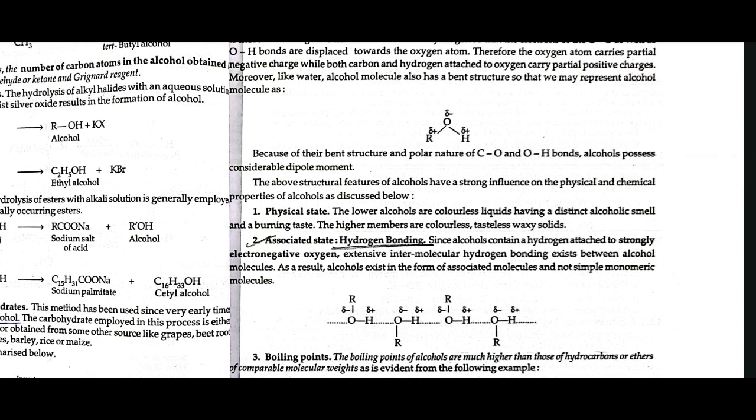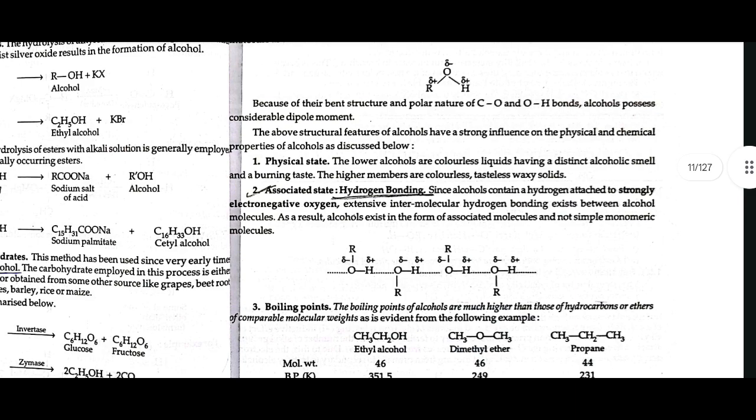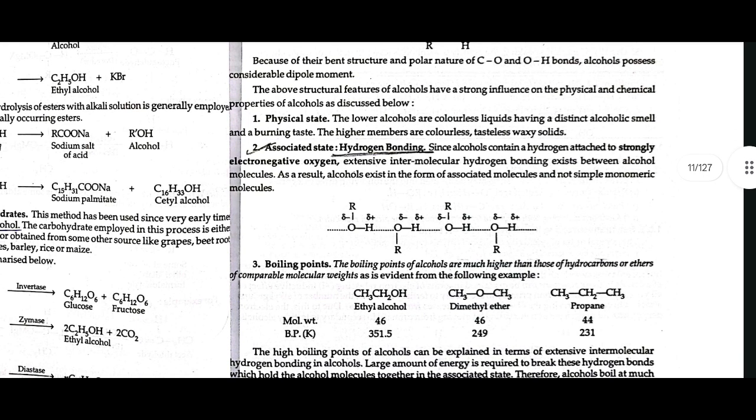Because of their bent structure and the polar nature of the C-O and O-H bonds, alcohols possess considerable dipole moment. The above structural features of alcohol have a strong influence on the physical and chemical properties of alcohol, as discussed below. First, physical state. The lower alcohols are colorless liquids having a distinct alcoholic smell and a burning taste. The higher members are colorless, tasteless, waxy solids.